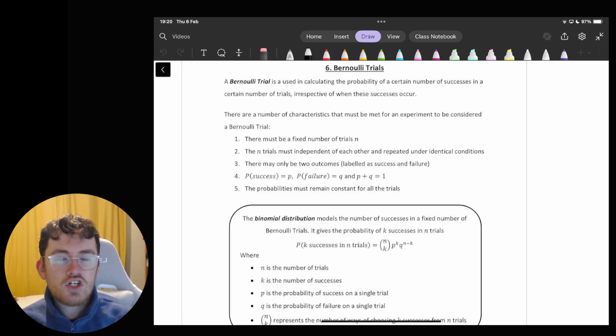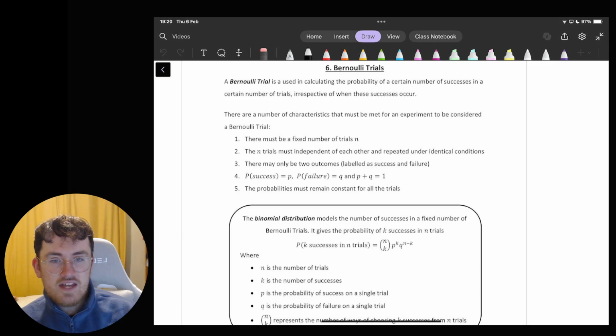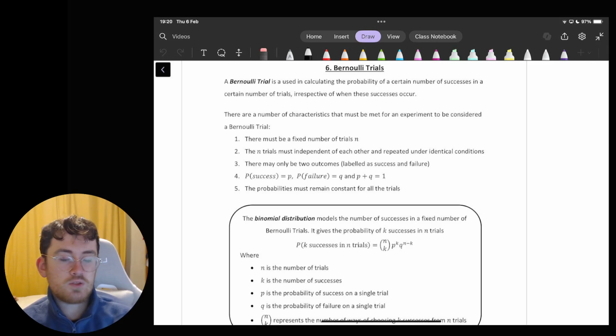Okay, there are a number of criteria or characteristics that have to be met for something to be considered a Bernoulli trial, and it is important that you know all of these and are familiar with them. First one, there has to be a fixed number of trials, so obviously it can't go on forever. Naturally enough, we can't compute a probability that continues indefinitely. The n trials must be independent. Okay, so because they're independent, we're multiplying the probabilities.